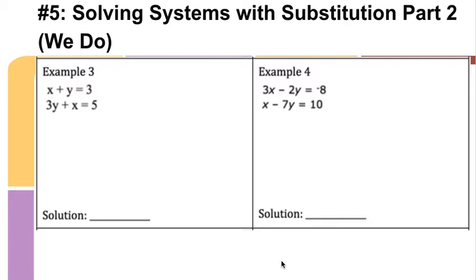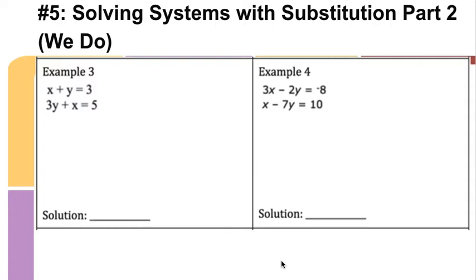Example 3 says x plus y equals 3 and 3y plus x equals 5. So this is an interesting situation because if I look at all of the variable terms, actually I could go many different routes this way. This x is really close to being by itself, this y is really close to being by itself, and this x is also really close to being by itself. This is probably the only option that would make things a little bit more difficult. So you could start in a bunch of different ways on this example.